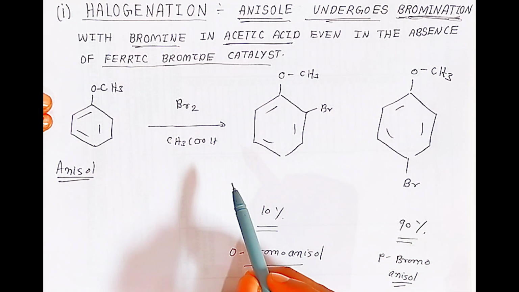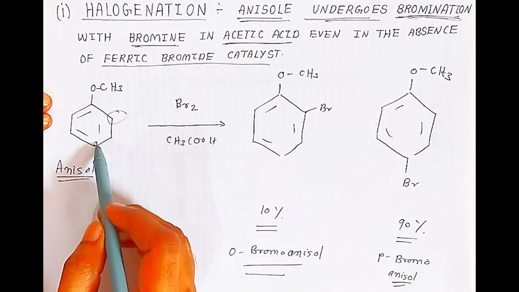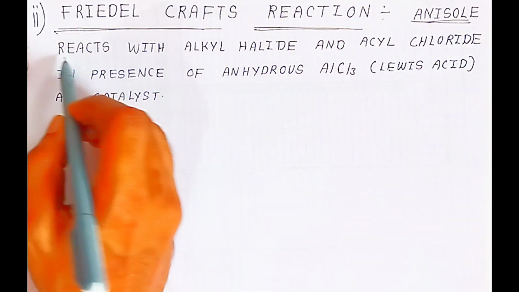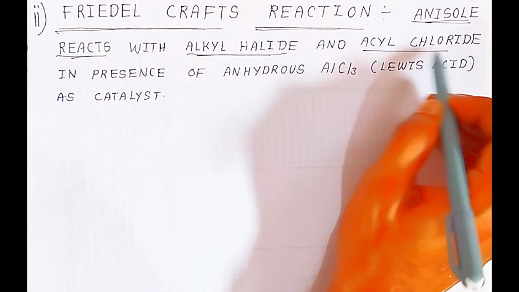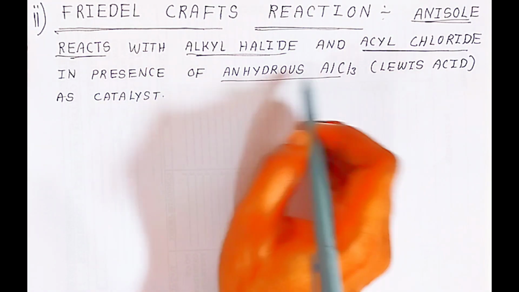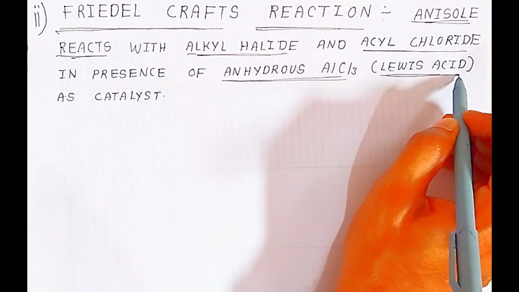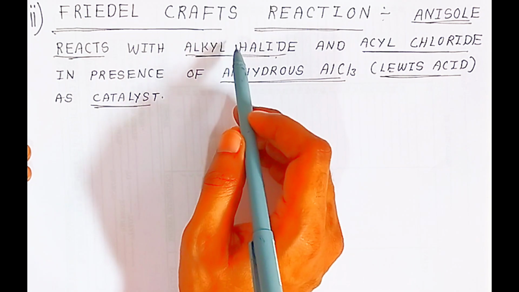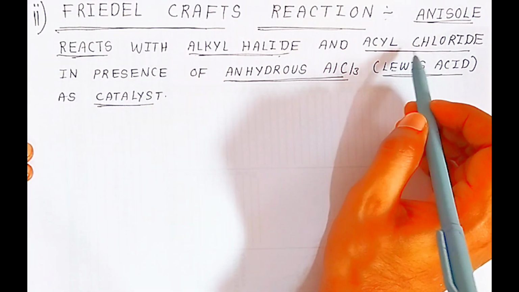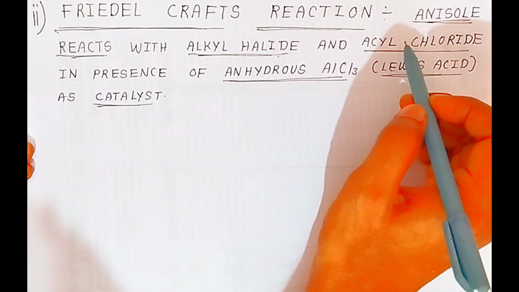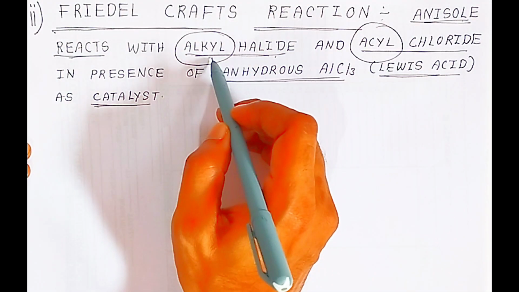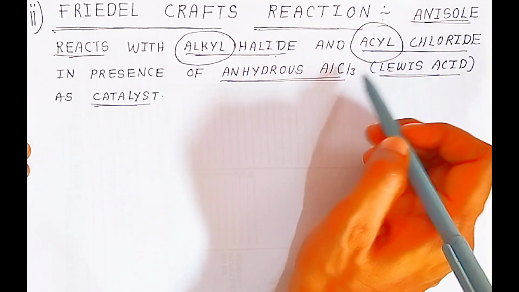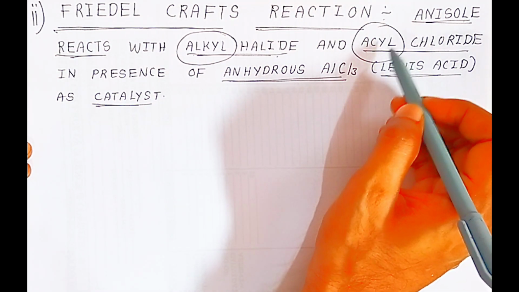So here again, students, electrophilic substitution is taking place at the ortho and para positions. Now the Friedel-Crafts reaction. For that, students, we have taken anisole. Anisole reacts with an alkyl halide or an acyl chloride in the presence of anhydrous aluminum trichloride, which acts as a Lewis acid catalyst. If an alkyl group is attached, we call it alkylation. If an acyl group is attached to the anisole, we call it acylation. So, students, these two words are very important, alkyl and acyl. Alkylation of anisole, and if an acyl group is attached, we call it acylation of anisole.